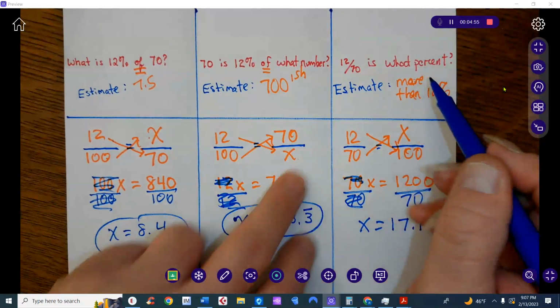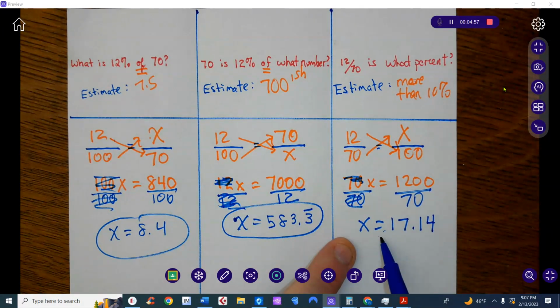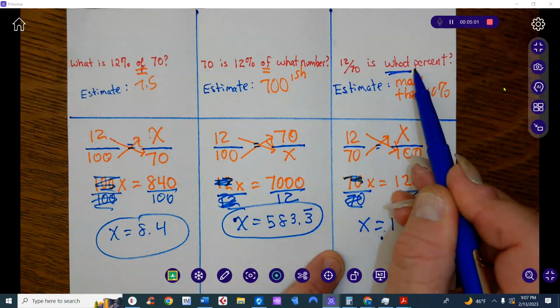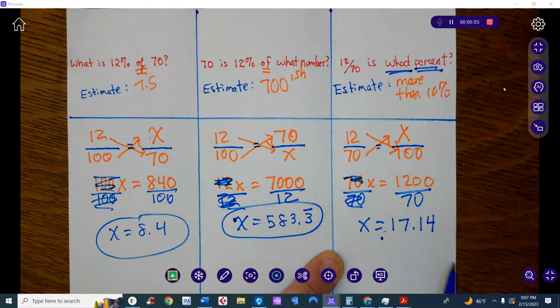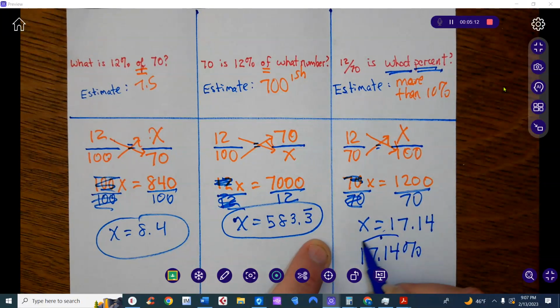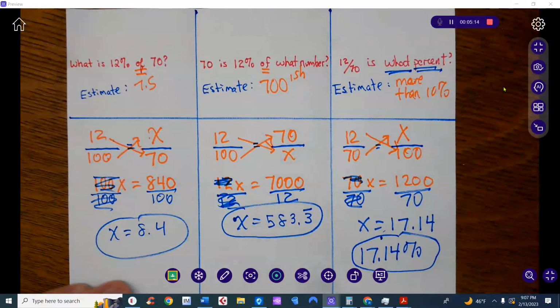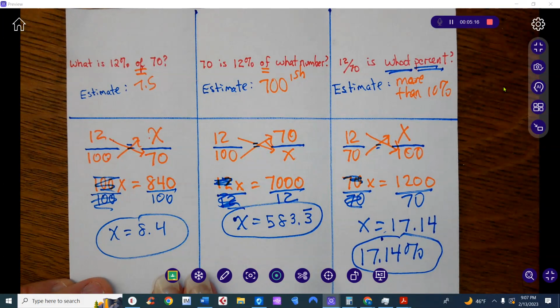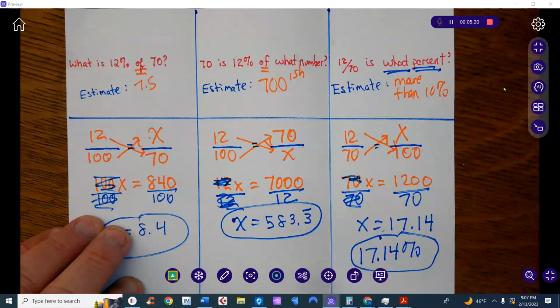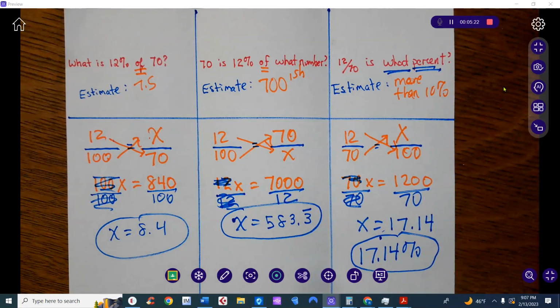And now, here's the thing. This is the wrong answer. We're looking for a percent. So if it's asking for a percent, you're going to want to write 17.14%. There's your answer, and you're done. That's how you do the three types of percent problems. Set them up as proportions and follow those rules, and you have no reason to miss the problem.